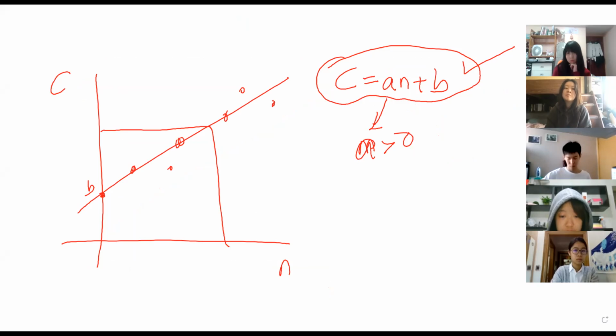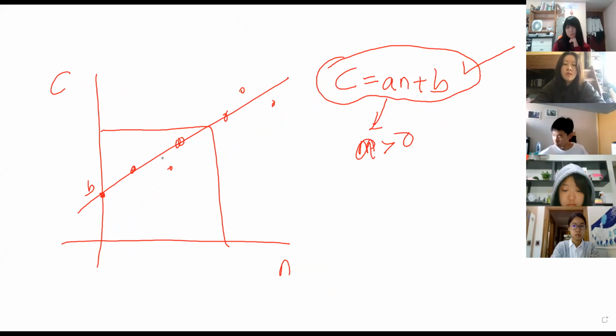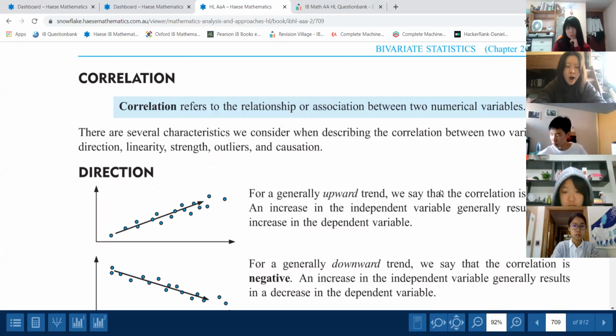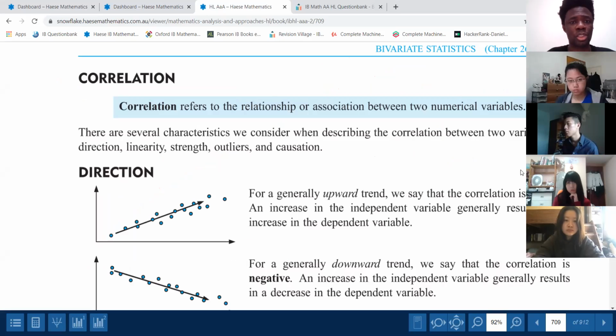Okay, great. So for today's class on correlation, we'll be talking about some stuff. I'll send you the screenshot of this page later.